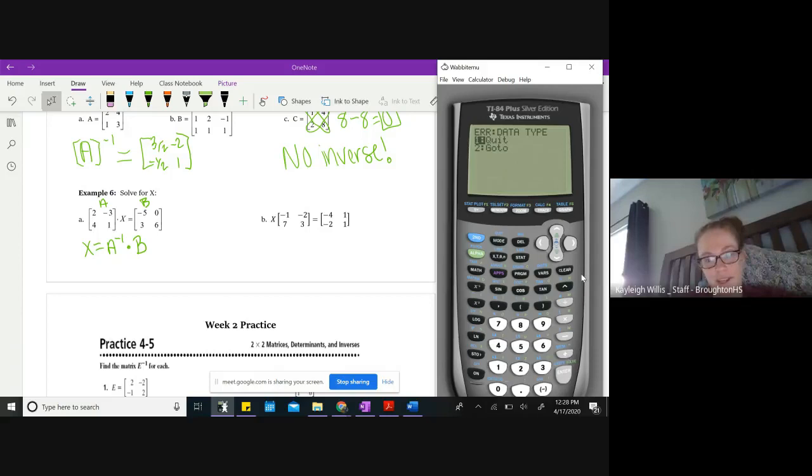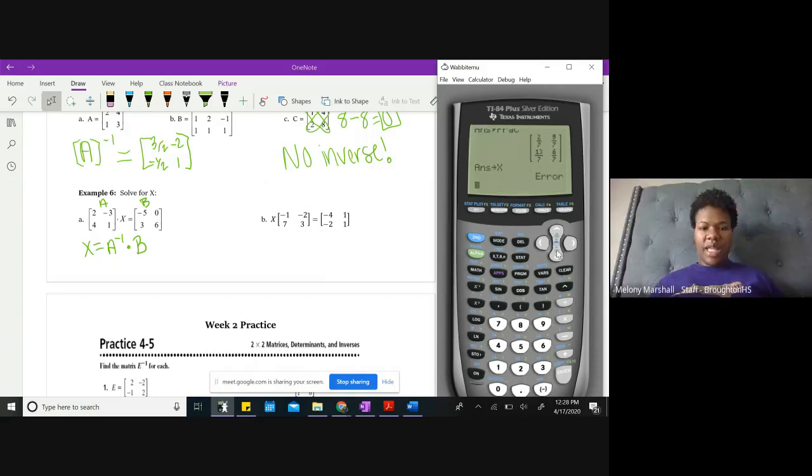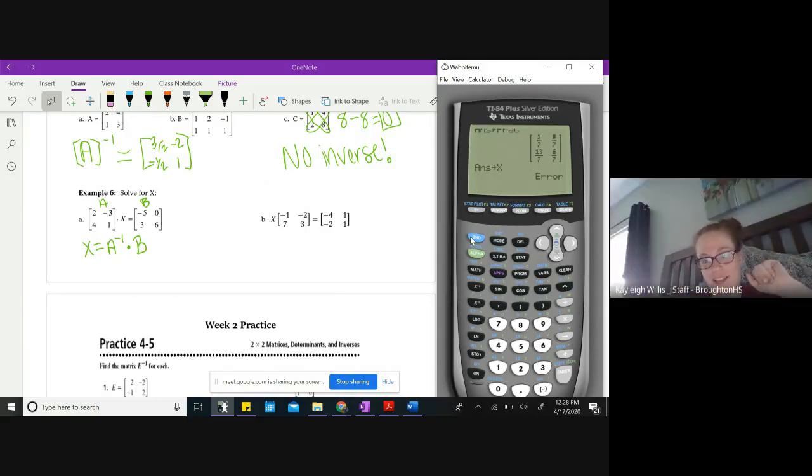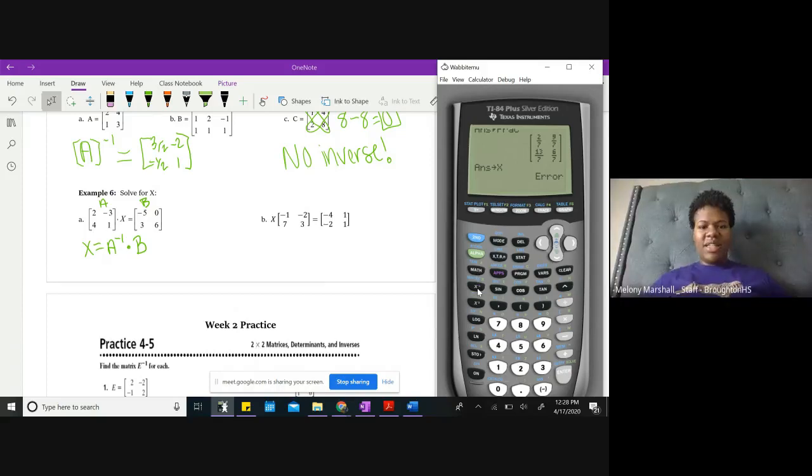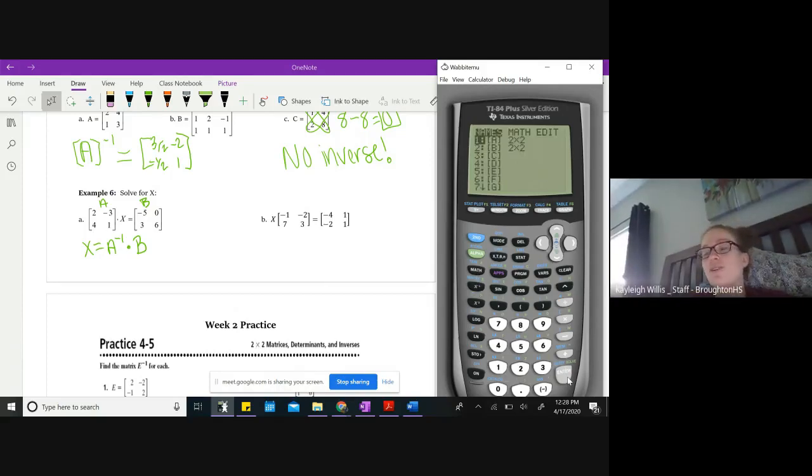So now, no, I can't. Oh shoot, we can't do that. I didn't know we weren't allowed to. So I'm going to go a different method. I'm going to hit A, and then I'm going to scroll up and say multiply it by this. Oh, I guess I can't check my answer.